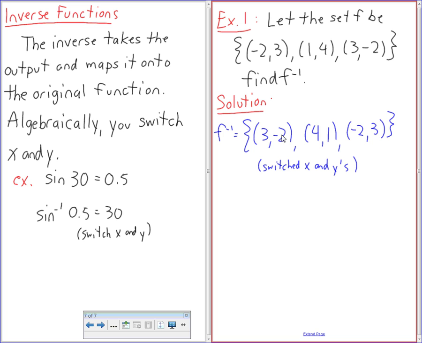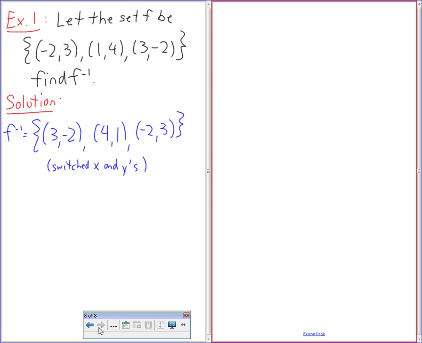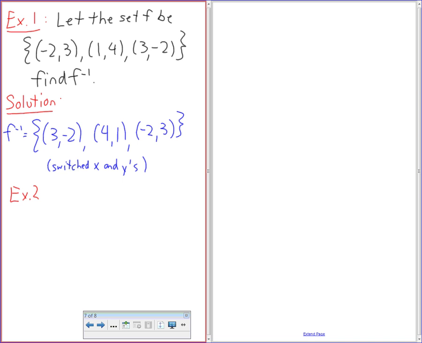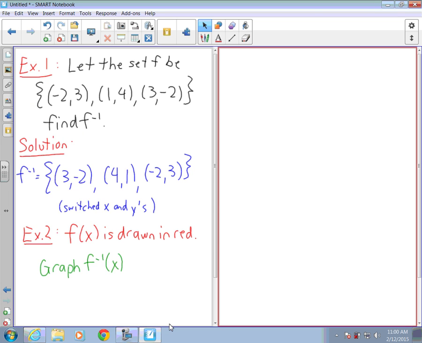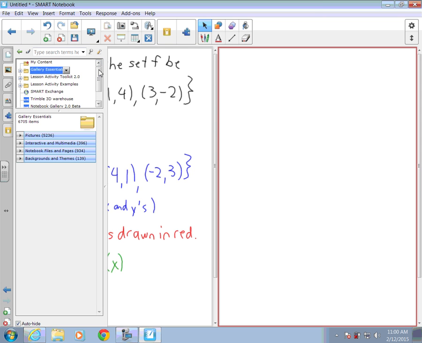Here comes my graph. Ready for my graph? Here it comes. I do this on graph paper, I think. Example 2 is going to say f of x is drawn in red. Graph f inverse of x. It's going to be in green for me. If you do yours in different colors, that's okay. If you want to use a little chunk of graph paper, probably wouldn't hurt for this.